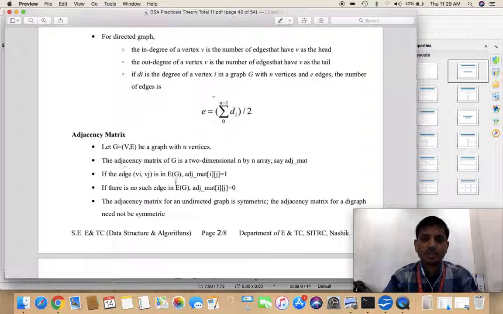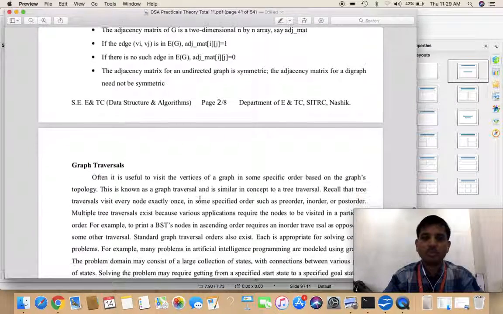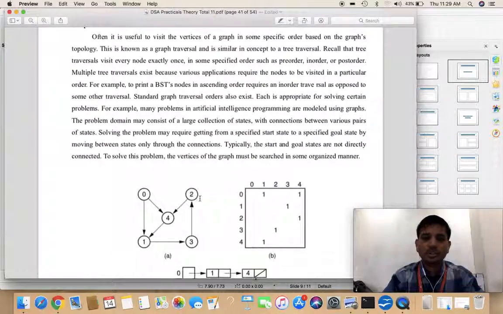In an adjacency matrix, if there is an edge between Vi and Vj, then the adjacency matrix of i and j is equal to 1. Otherwise, if there is no such edge, then the adjacency matrix of i and j is equal to 0. So if there is a path available from, suppose, vertex 1 to vertex 2, then only we put 1 there. If there is no such path, then we put 0 there. In this way we are going to store our graph in a computer.